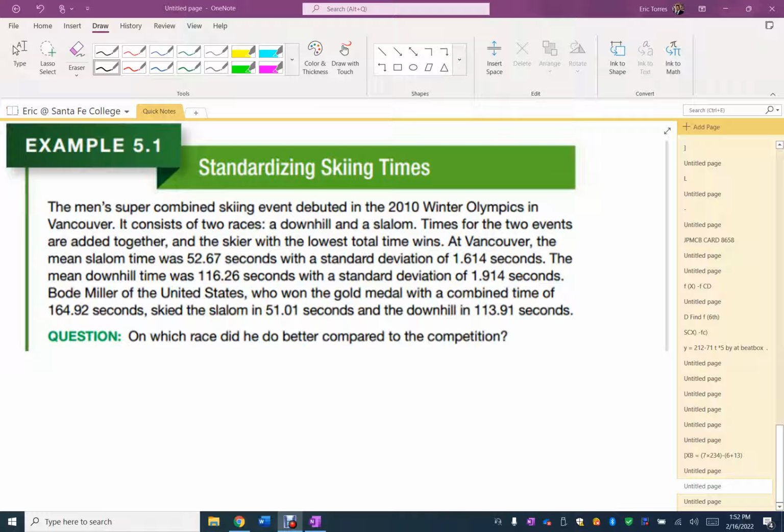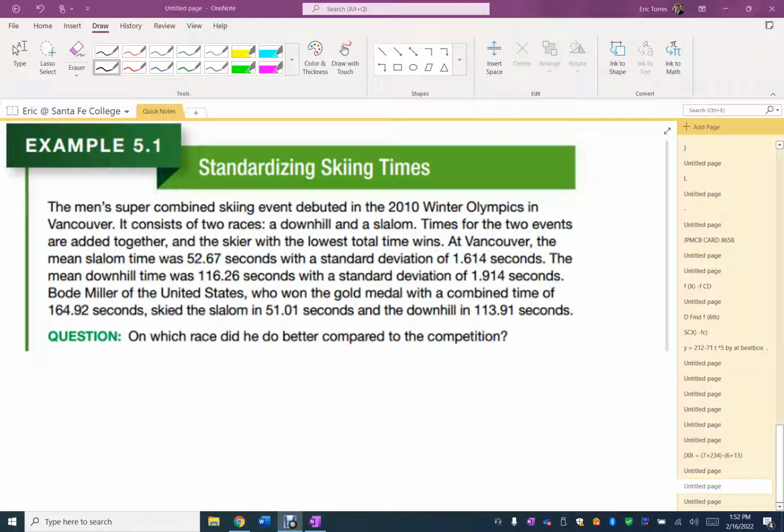Standardizing skiing times. The men's super combined skiing event debuted in the 2010 Winter Olympics in Vancouver. It consists of two races, a downhill and a slalom. Times for the two events are added together and the skier with the lowest total time wins. At Vancouver, the mean slalom time was 52.67 seconds with a standard deviation of 1.614 seconds.